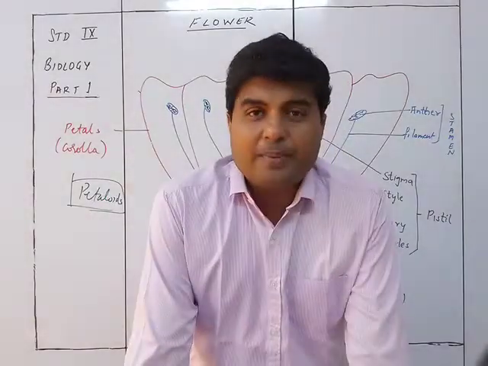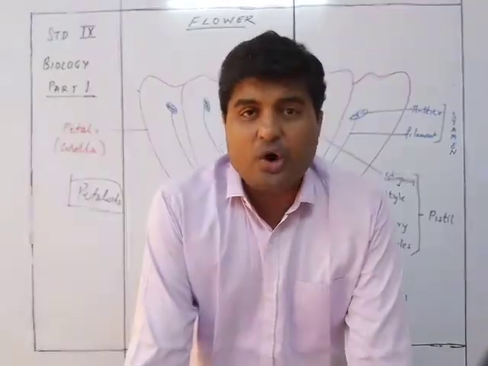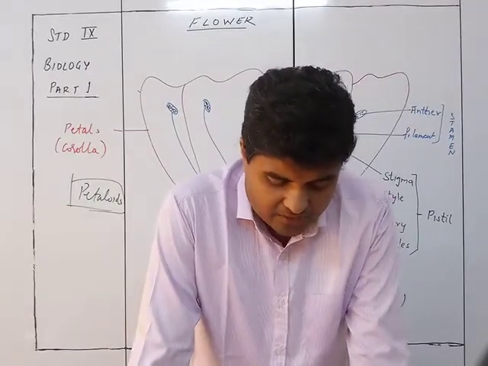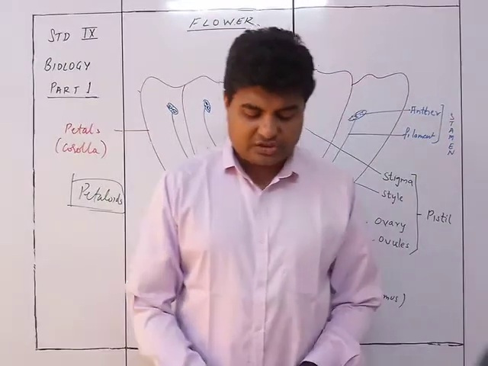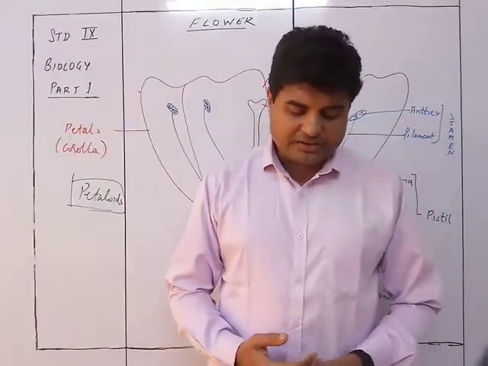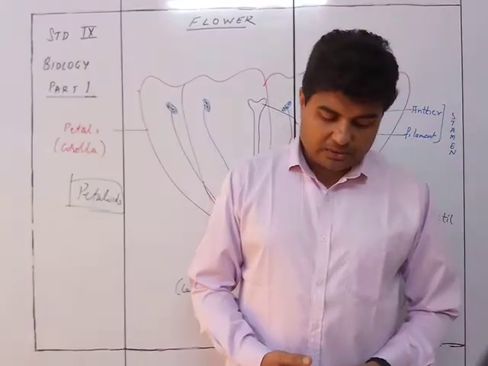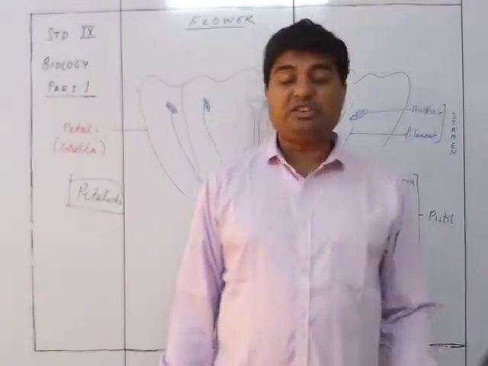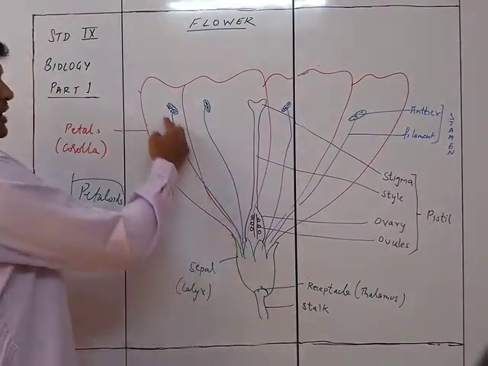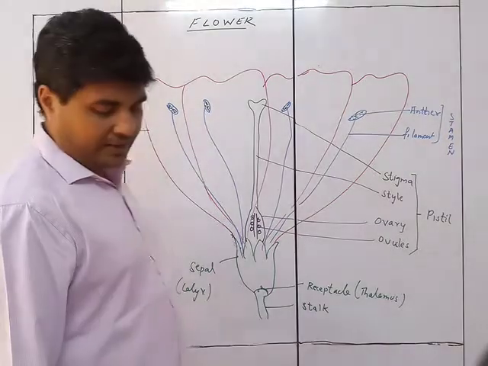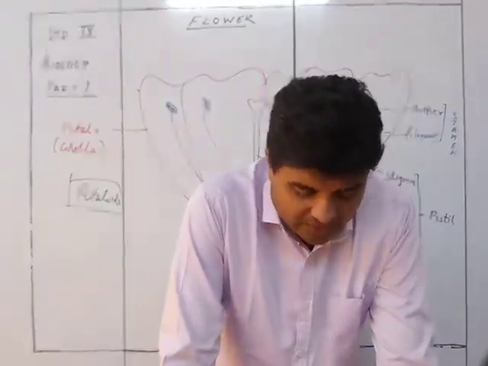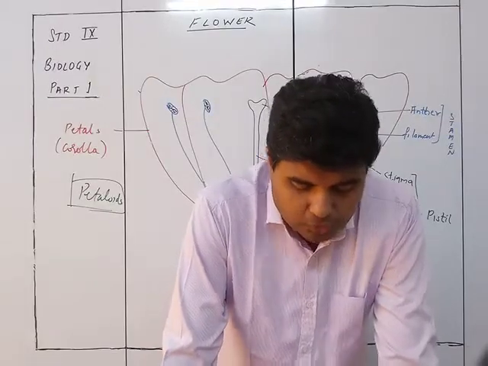We move to the third part, that is androecium, that is the stamen or the male part. The number of stamens in different flowers may vary from a few to a large number. Each stamen consists of a long filament and an anther attached to its extremity, at the tip. The anther is usually two-lobed.